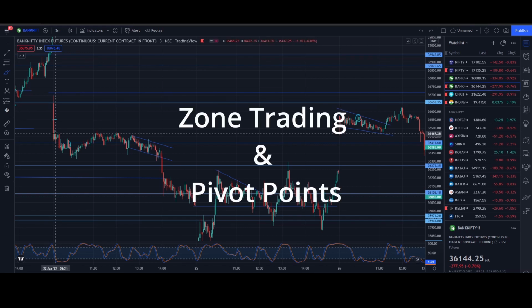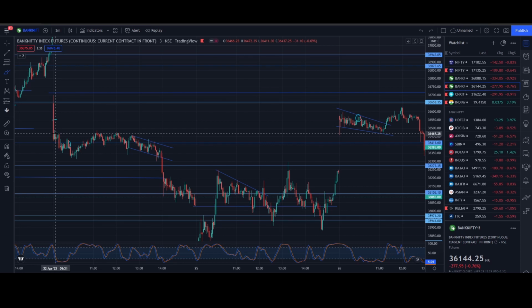Now we are going to look at what zone trading and pivot points are. Why we prefer the zone trading strategy, and what the pivot points are that help a zone trader make good profit in any kind of market or in any direction. That is, if it goes up we still make profit, if it goes down we still make profit, and if the market is extremely sideways we still make good profit.